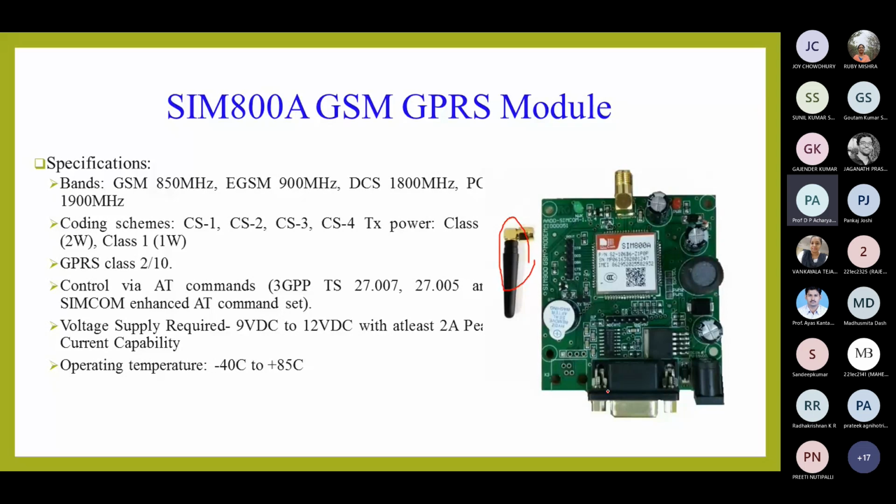Then the coding schemes that it is using: CS1, CS2, CS3, CS4. The transmit power is 2 watt for one class, and 1 watt for some other class. Then GPRS, then control via AT commands. AT means attention commands. The voltage supply required is 9 volt, 12 volt DC. The operating temperature is again minus 40 to 85.